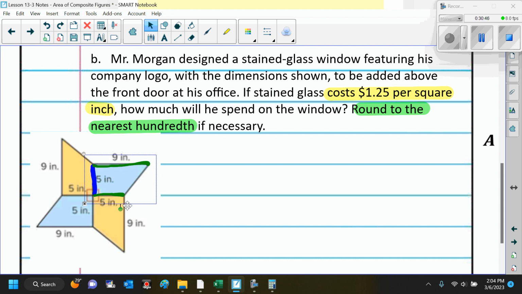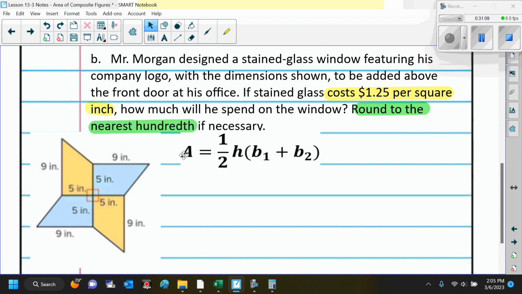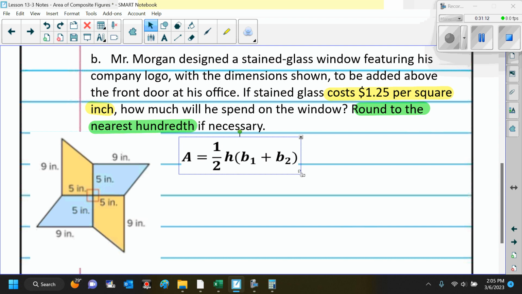Let's just check one more. What do you think it's going to be? What do you think is going to happen here? Yeah, look. The height is 5, and the two bases are 5 and 9. So, what do you think I can do to find the total area? The formula is for a trapezoid. So there's my trapezoid, and they're all the same. So couldn't I just find one of them and then multiply times 4?